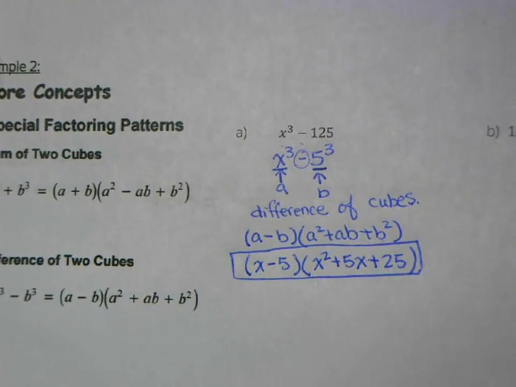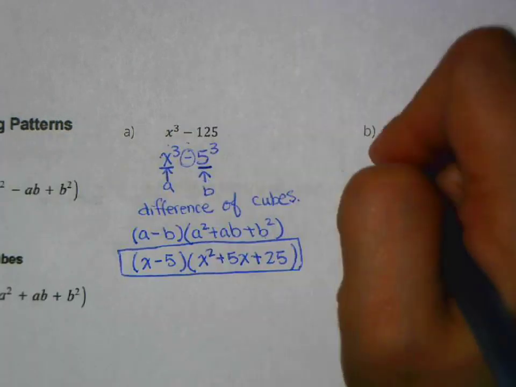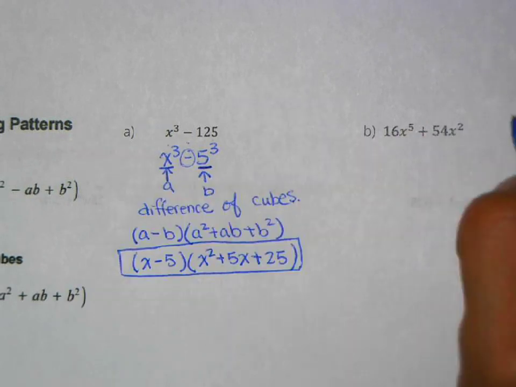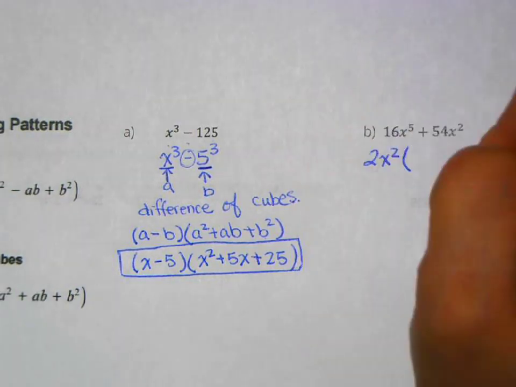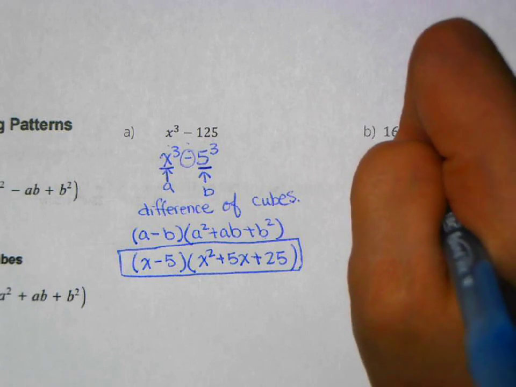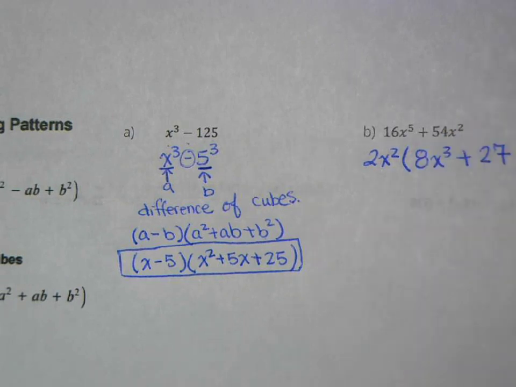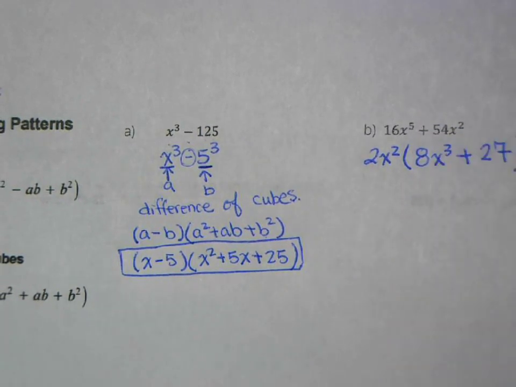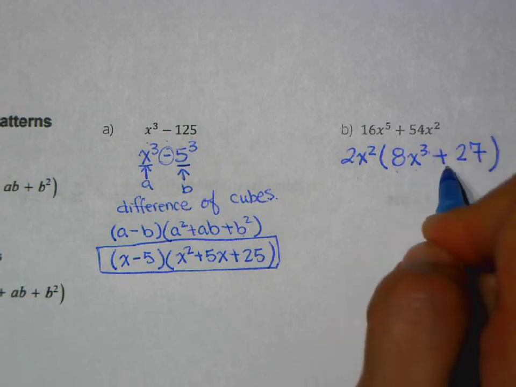Let's take a look at B. This one is a little trickier. We have to find the greatest common factor. Let's take 2 out of there. So the greatest common factor is 2, and then I am going to have an x squared. So we get 2x squared divided out. So I get 8x to the third plus 27. And then x squared divided by x squared is nothing. Okay? All right, taking out the greatest common factor, I now have 8x cubed plus 27.